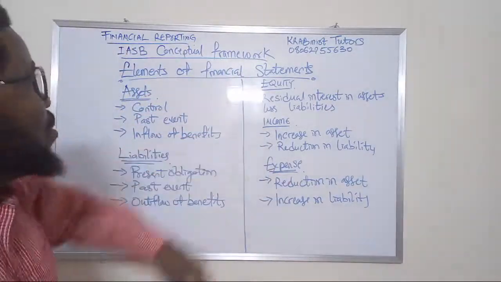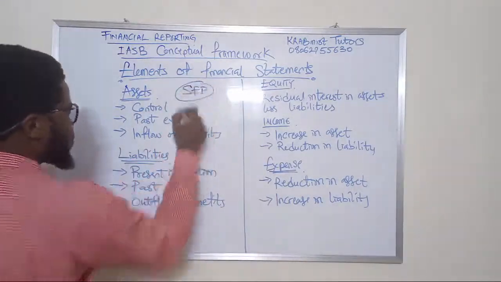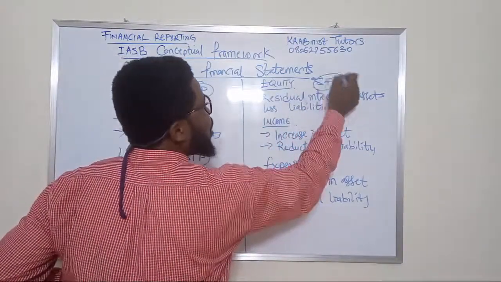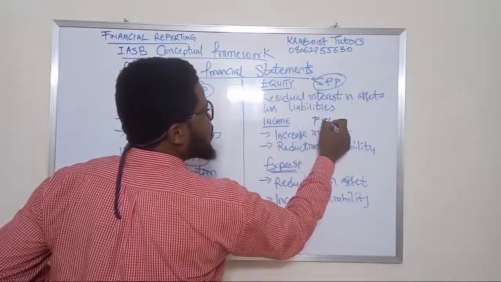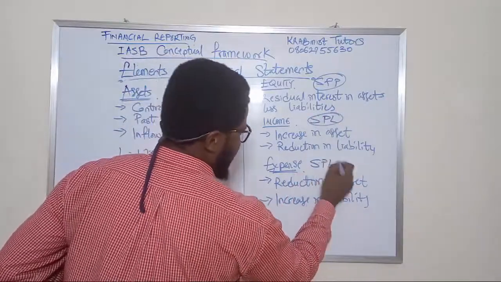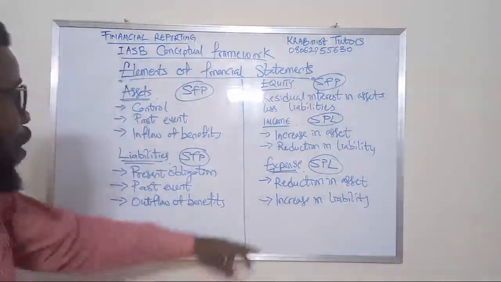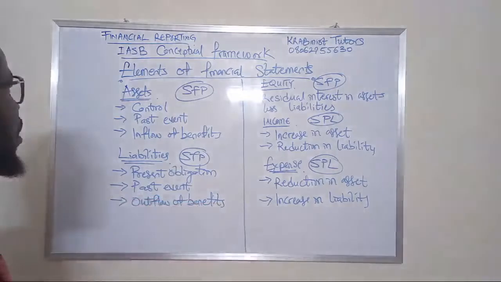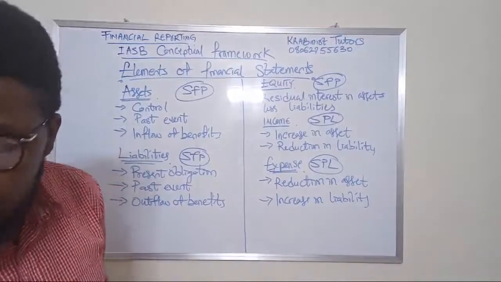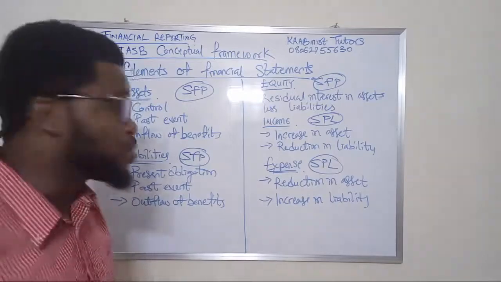Income, you will see this in the statement of financial position, equity, and you will see this in the P&L, statement of profit and loss. Okay, that's that. So we'll move now to the formats for the financial statements.